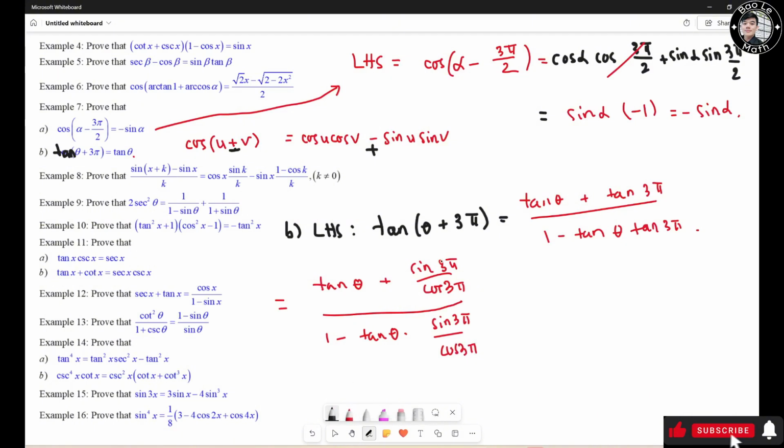Now sine of 3 pi is going to be 0, right? So 0 divided by this guy is going to be 0, right? So the whole thing is equal to 0. Now 0 times tangent of theta is going to be 0. So the bottom should be 1, right? The top should be tangent theta, right? So this guy equals tangent of theta, right? So this one has been proved.